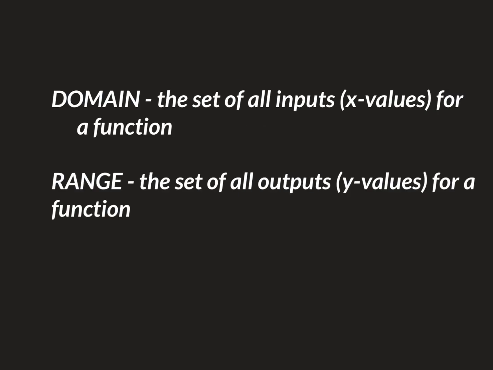First of all, domain. Domain is basically just all the x coordinates. It's a set of all the inputs, the x values of the function, or how far your graph is going from left to right. Your range is just the opposite: the set of all the outputs, or the y values for a function. On a graph, it's how far up and down your graph is going. Really, all there is to it.